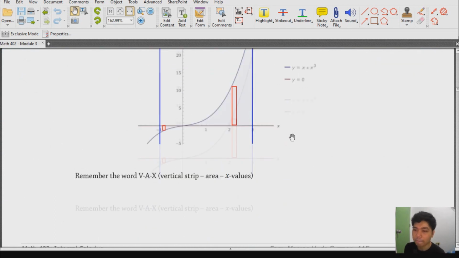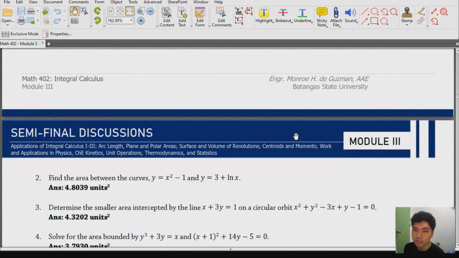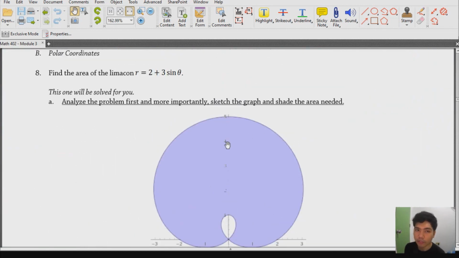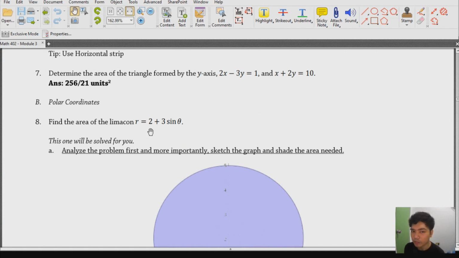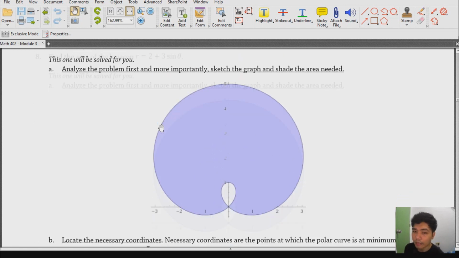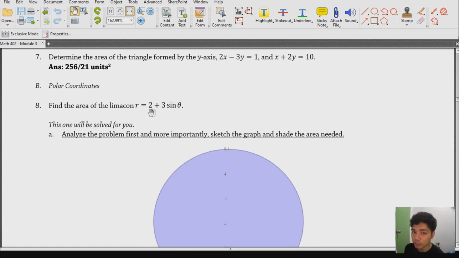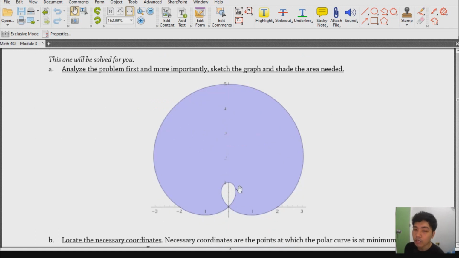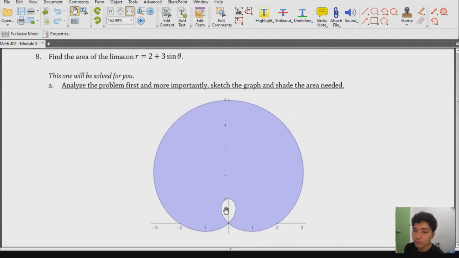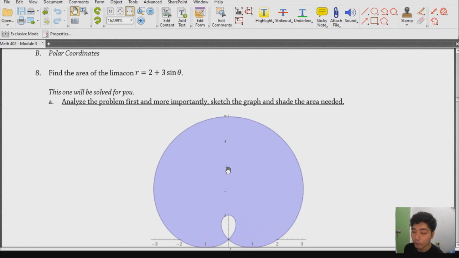Since we're done with this, let's have the polar coordinates. So, find the area of the limaçon r is equal to 2 plus 3 sine theta. That's all we need to find. But remember, this limaçon actually has an inner loop because 2 over 3 is less than 1. So, knowing that this is 2 plus 3 sine theta and a limaçon with a hole, we need to first determine the points we need here.